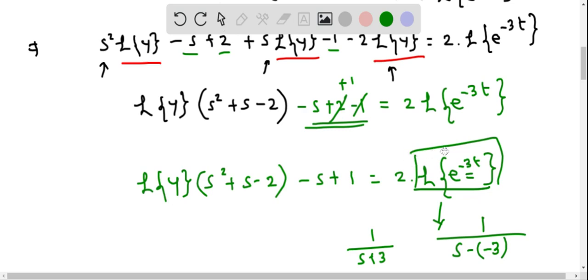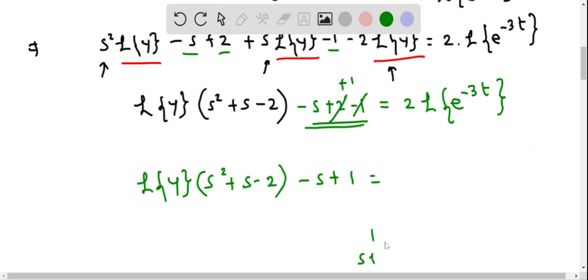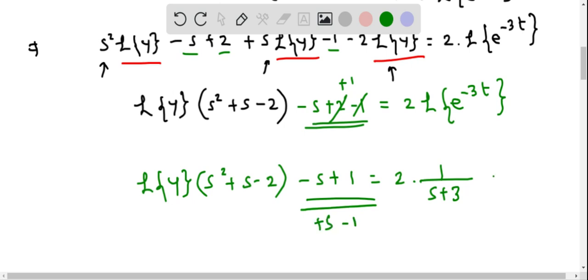We do that. So we will replace this as 1 over s plus 3. Remember, we have 2 in front. So it becomes 2 times 1 over s plus 3. And then we will also subtract this on both sides. So that means we have to add positive s and negative 1. So positive s and negative 1. So these two get cancelled. And we have these terms.